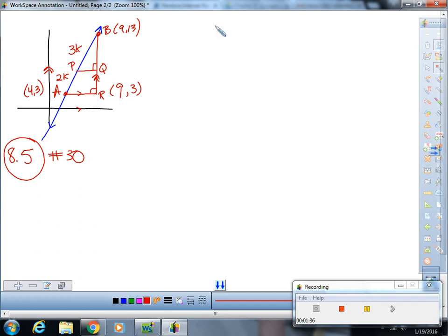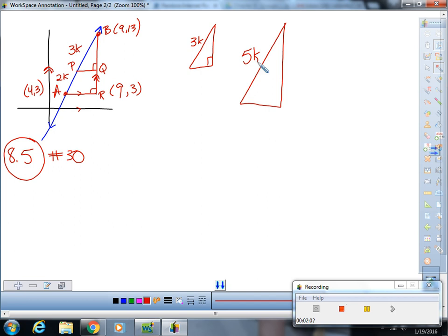So now I'm going to redraw my two triangles that are similar. This one here, we have 3K. We don't know what point P is. Okay, so that's all we know. We have a right angle here. This one we know a whole lot more about. We know that this is 5K.